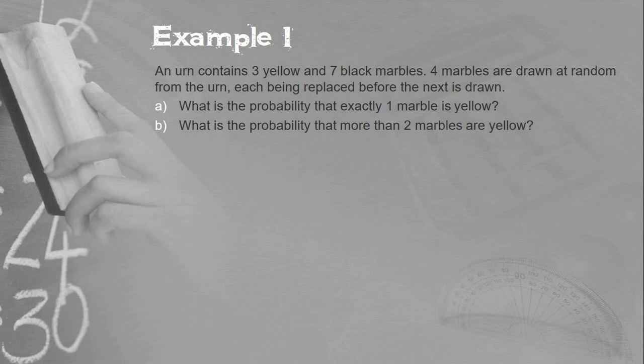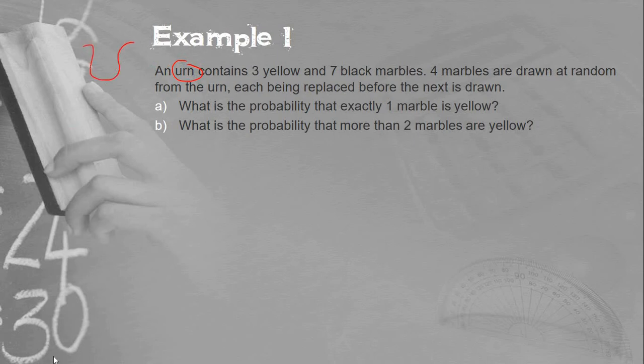Okay, so for our first example here, we've got an urn that contains 3 yellow and 7 black marbles. 4 marbles are drawn at random from the urn. Now, if you're not sure what an urn is, it's essentially just a vase or a container of some kind.